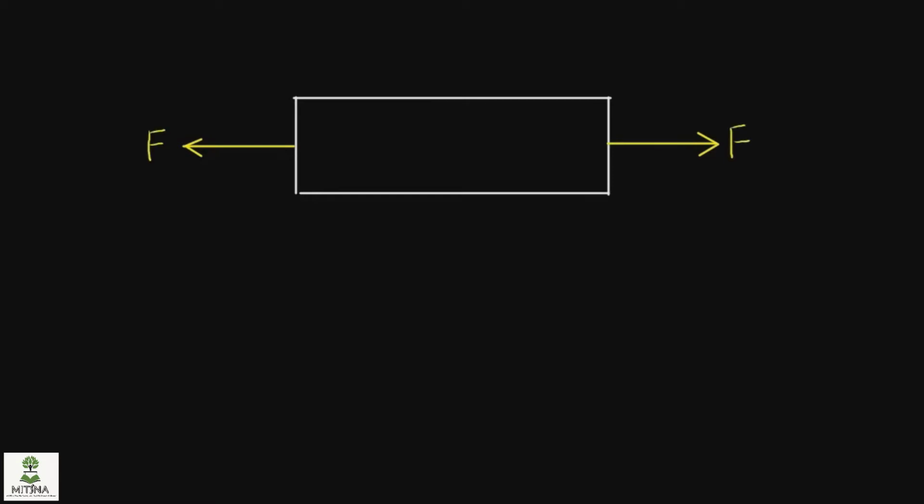Now let us define a few terms for a particular object that we'll be considering. Let this be the object, and on this object we apply 2 forces. First one along this direction and the second one in the opposite direction. The 2 forces be F, so they are equal but opposite in nature. The force F is basically called the deforming force. F is the deforming force.